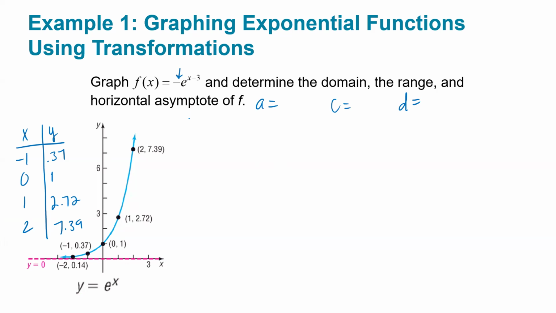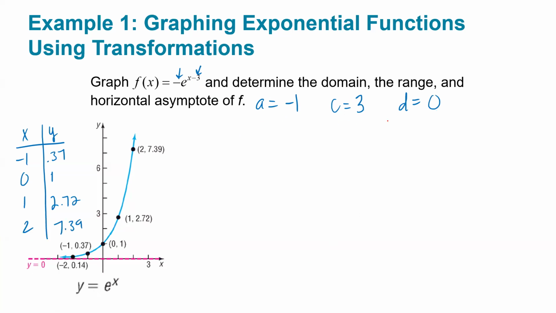What is our A equal? If there's just a negative there, what number is that? Negative 1. Our C is the number with X. And remember, X's are liars. So it looks like it's a negative 3, but it's actually a positive 3. And our D, there's nothing there. So D is just 0.